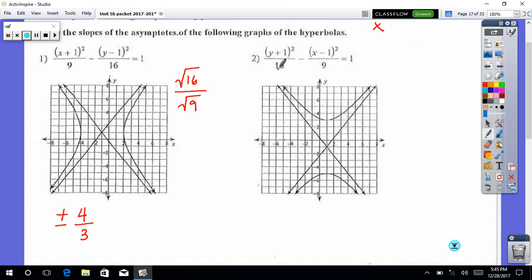Okay, for number 2, the number hanging out with my y again is 16, and the number hanging out with my x. Even though it's a completely different hyperbola, I still have my slopes plus or minus 4/3.